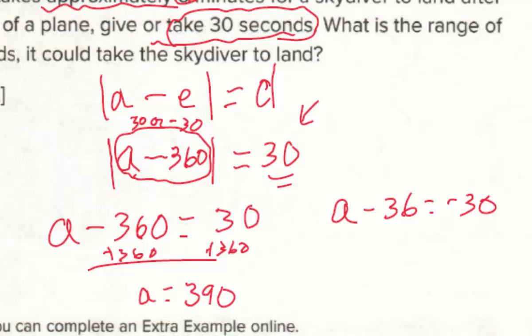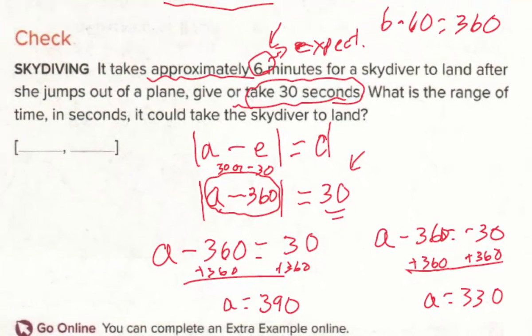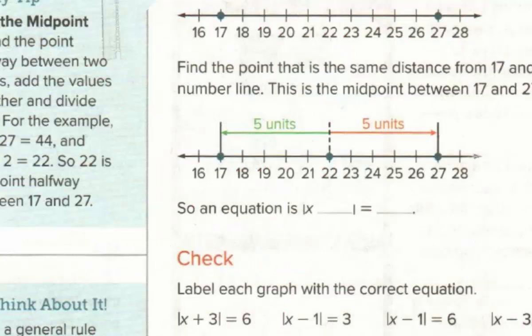And we're going to add, oh, I forgot my 0. There we go. We're going to add 360 to both sides over here as well. So this 0 is out, so we have A equals 330 seconds. Now they do want to split the answer in this form. So the low one is going to be 330 seconds all the way up to 390 seconds. So this could be 60 seconds off.